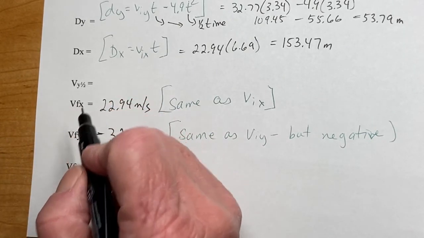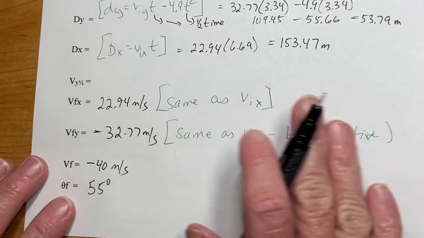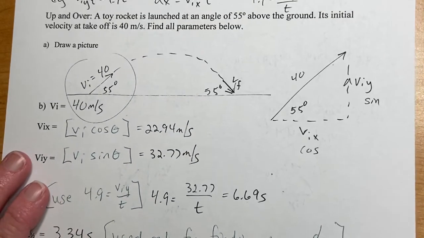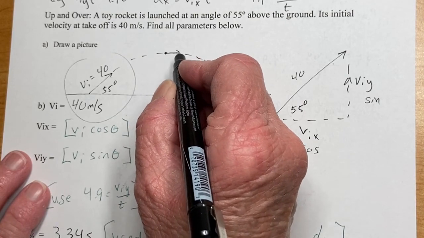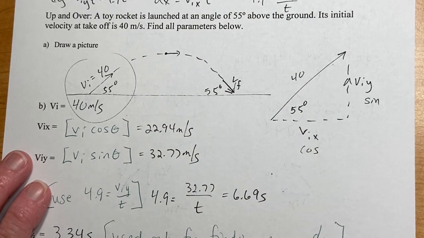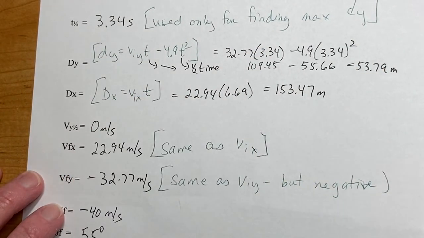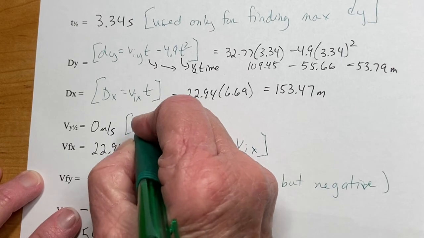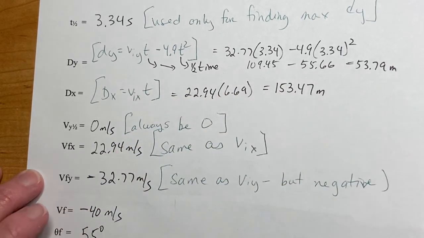All right, the very last variable is simply this VY1/2. That is, what is the vertical? Remember, anytime it's Y, we're talking vertical velocity halfway. Well, as something goes up and it gets to the very top, it only has horizontal velocity. Okay, so at the top, the vertical velocity is 0 meters per second, and that will always be 0. All right, that is it.